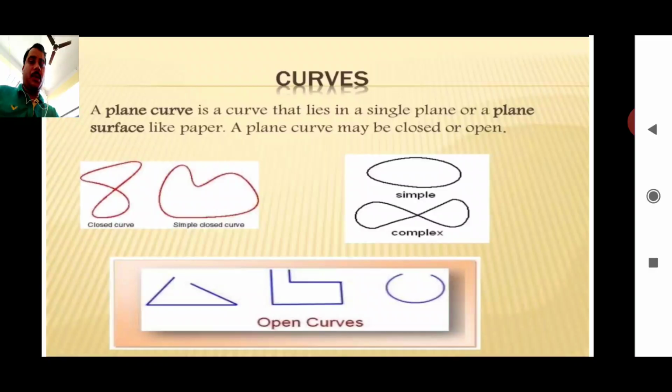What is a curve? A plane curve is a curve that lies in a single plane or a plane surface like paper. A plane curve may be closed or open. You can see here some pictures representing curves of different types: closed curve, simple closed curve. Then in the second image, simple and complex, and in the third image there are open curves.